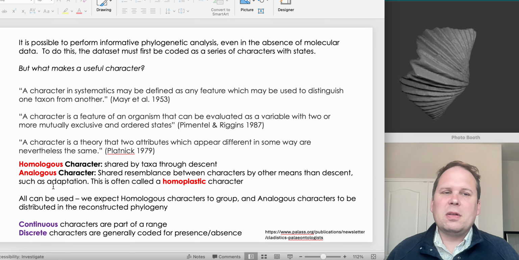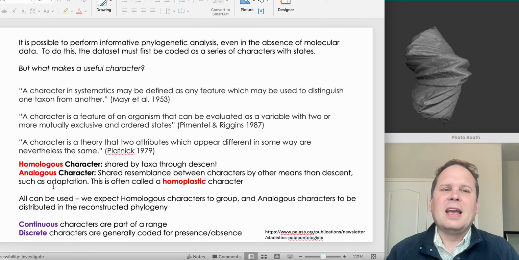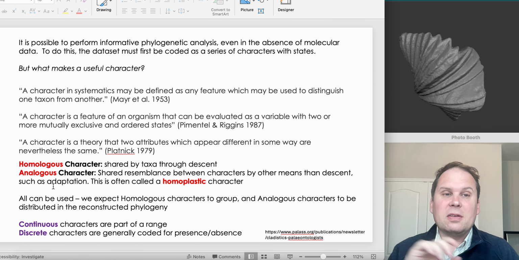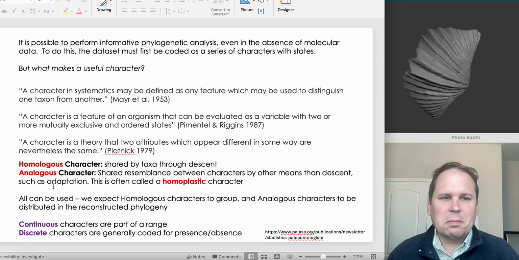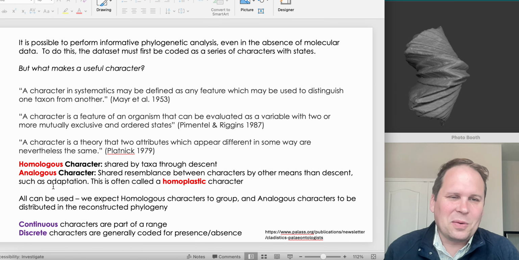And so you will assign all the character states blindly and as fairly as you can. Then you reconstruct it and you see, oh, yeah, these things group, these things don't. This is mathematically the simplest solution explaining the evolution of this group. And so that's what you go with.